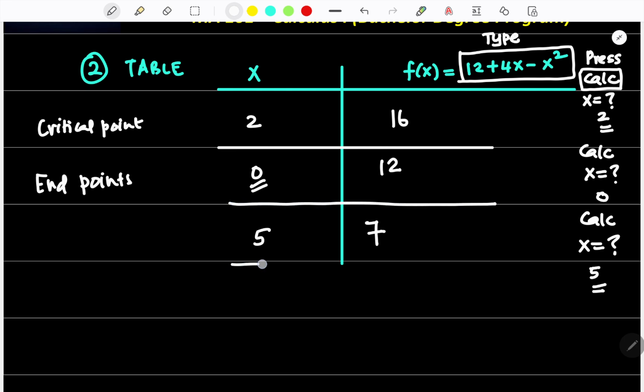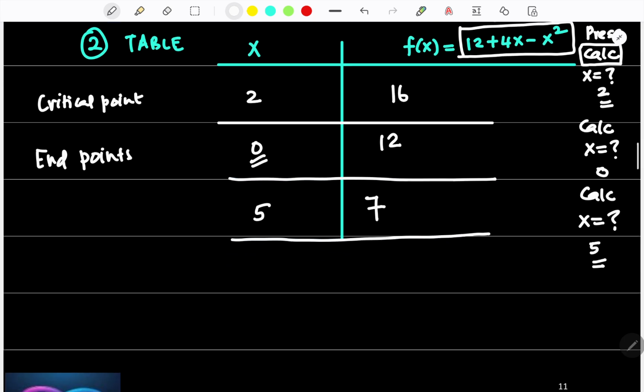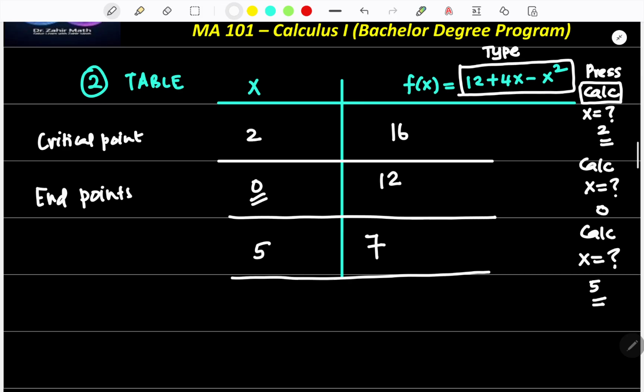So don't do it all manually, because most of the students will do it manually: 12 plus 4 into 2 minus 2 square. Please avoid that. You are all engineers. Try to use calculators more and more. Okay? Right. So you got the values 16, 12, 7.